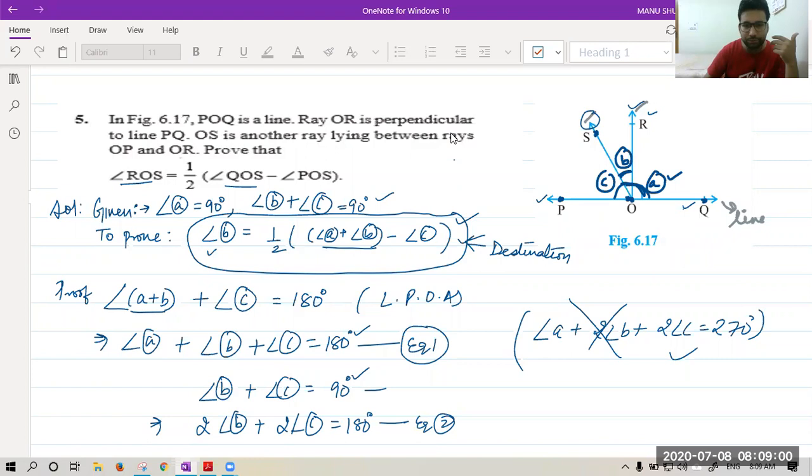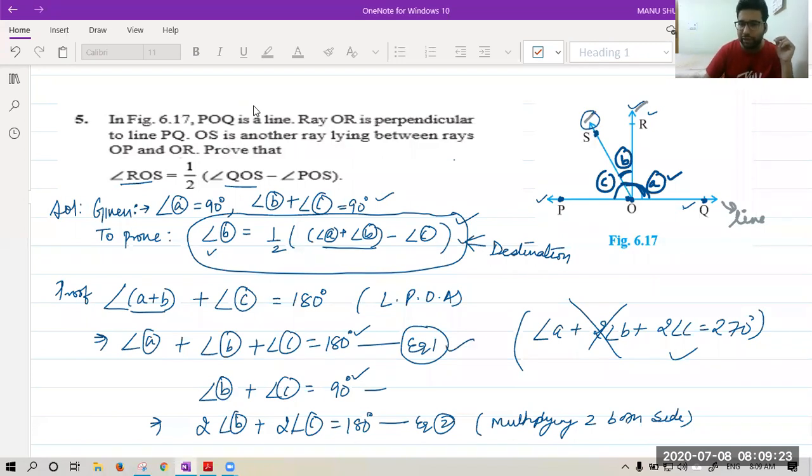You can write here, multiplying 2 both sides. I hope you are getting why I am doing this multiplication. I have observed that the to-prove part is not having any angle, so somewhere I have to eliminate the angle. This is the hint that I got. That is why I multiplied with this thing.